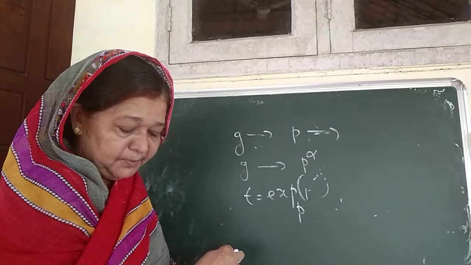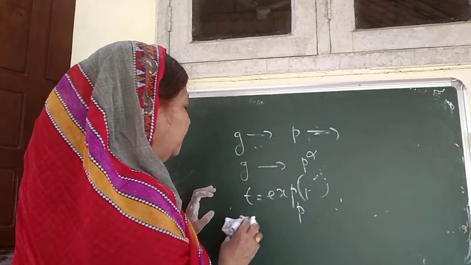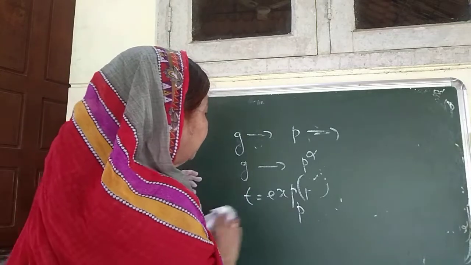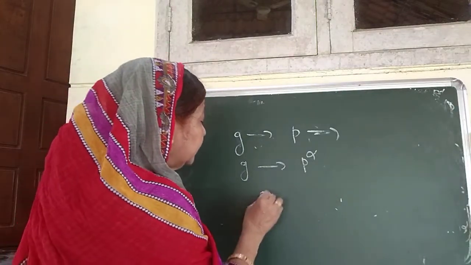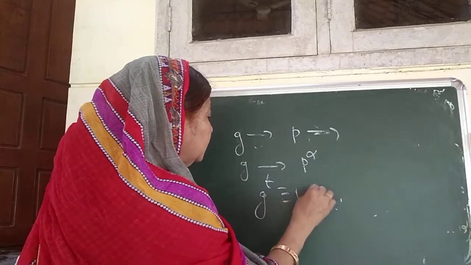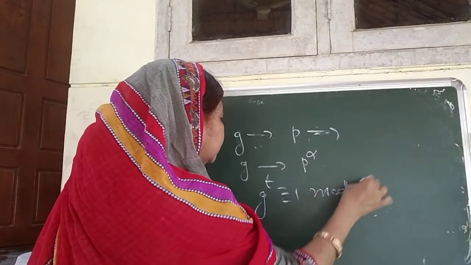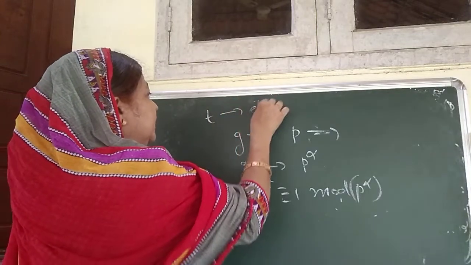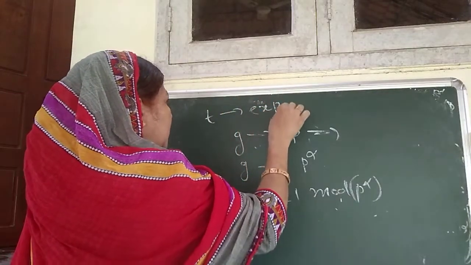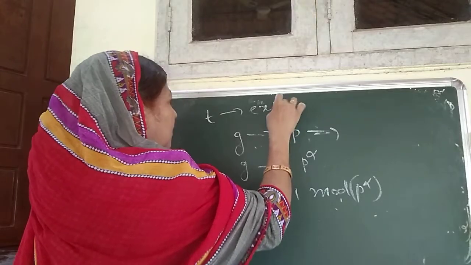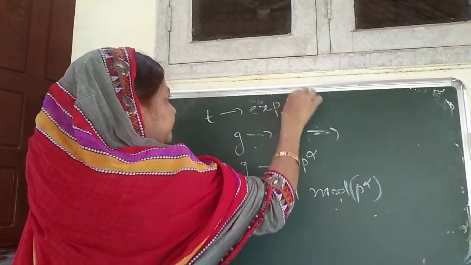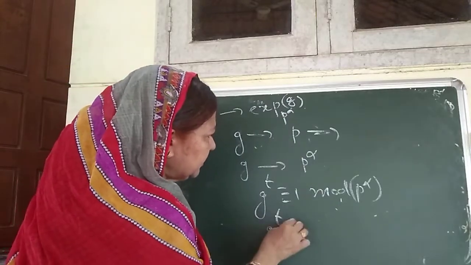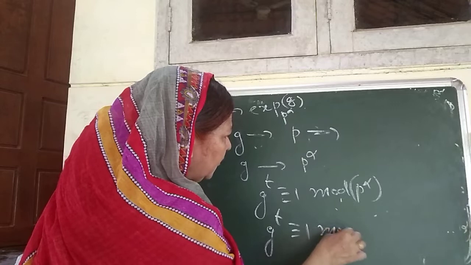T is the exponent of g modulo p raised to alpha. Then we have g raised to t is congruent to 1 mod p raised to alpha, where t is the exponent of p raised to alpha of g. Then we have g raised to t is congruent to 1 mod p also.